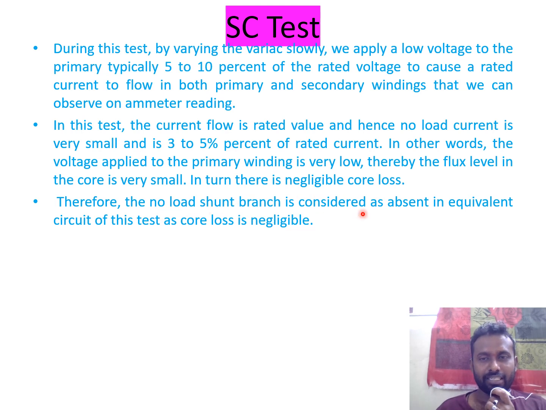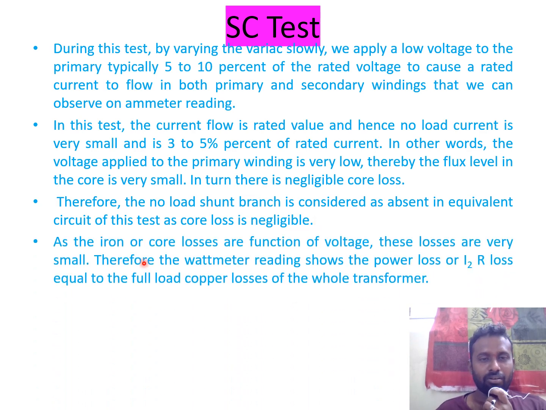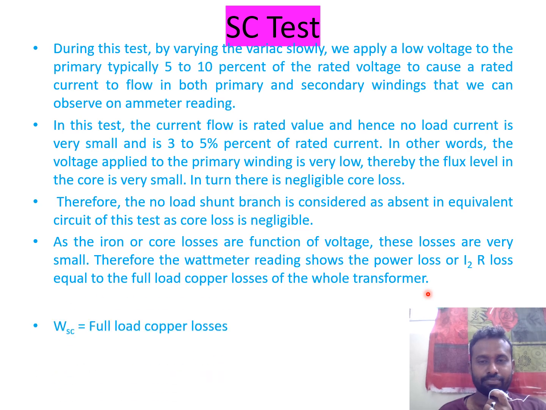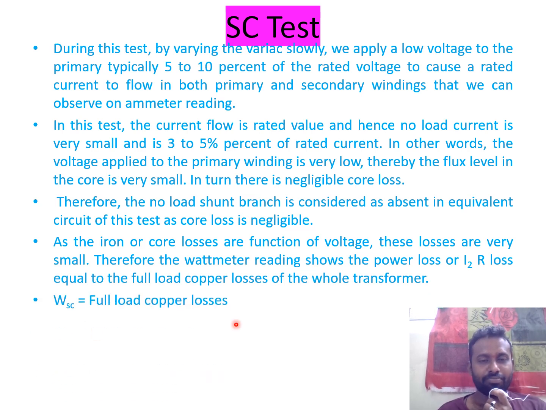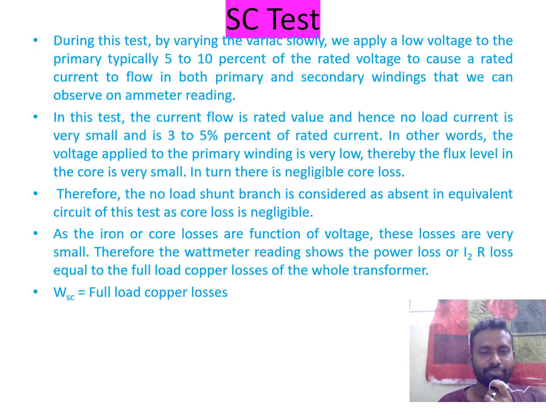Therefore, the no load shunt branch is considered absent in the equivalent circuit in this particular test. As the iron losses or core losses are a function of voltage, these losses are very small. Therefore, the wattmeter reading shows the power loss equal to the full load copper loss. As I told you, the core losses are negligible in this case because a low voltage is applied and the core losses are proportional to the voltage. So the wattmeter reading is nothing but the full load copper loss of the transformer. So the full load copper loss is WSC or WC, you can say.